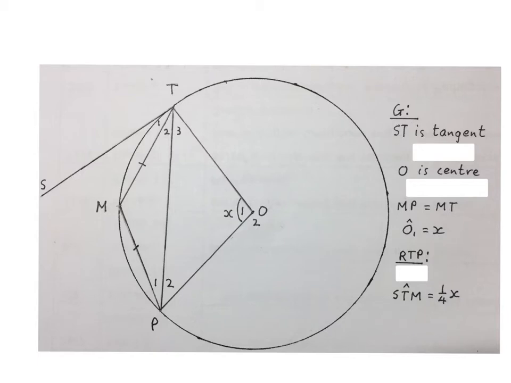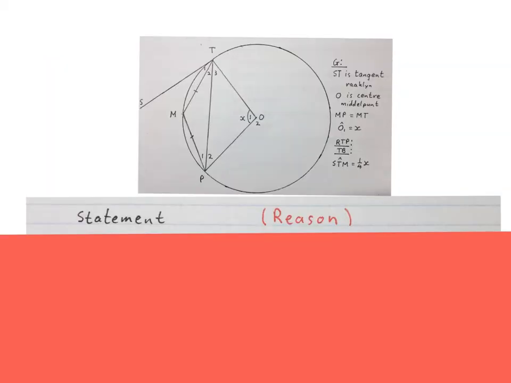And then they said required to prove that STM, the angle STM, is a quarter x. STM, the angle over there at T1. We must prove that it's a quarter x. Remember, in Euclidean geometry, when you answer and prove a Euclidean rider, when you write a statement, you must give a reason for that statement.